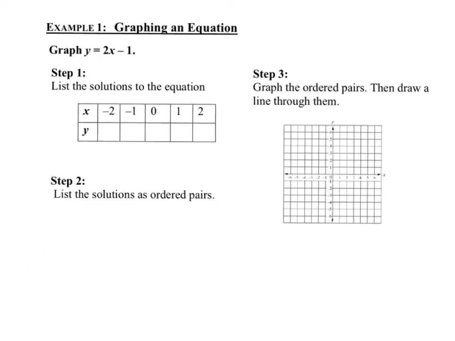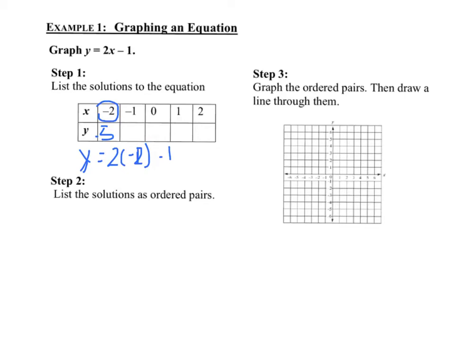All right, so example 1, graphing an equation. Graph y is equal to 2x minus 1. It says step 1, list the solutions to the equation. So I'm going to make my xy table, and I'm going to list some solutions. So in this case, y is equal to, I'm going to take my first x, so 2 times negative 2 minus 1. Well, 2 times negative 2 is negative 4. Negative 4 minus 1 is negative 5.